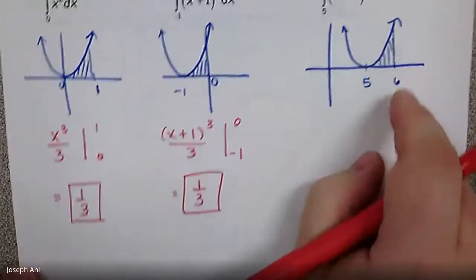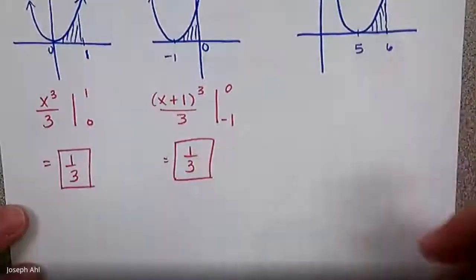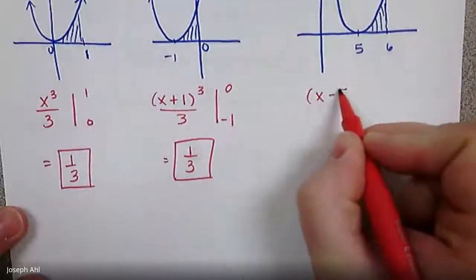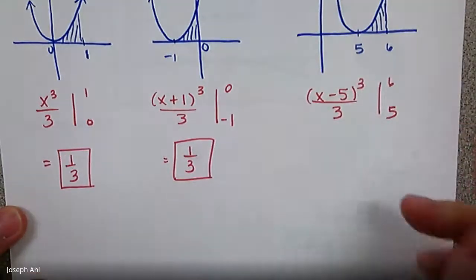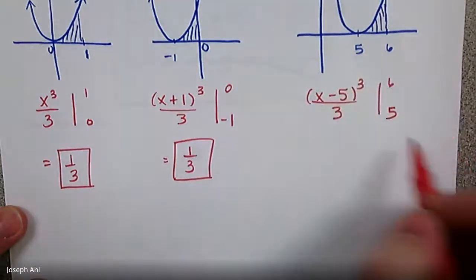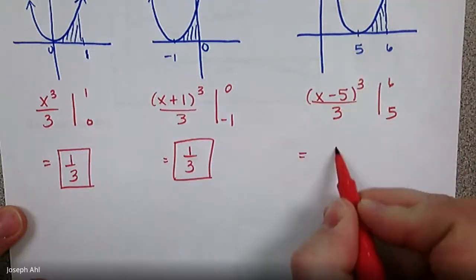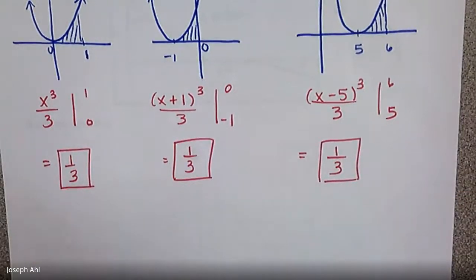But in that last case, I don't think I have to show another u substitution to justify that this antiderivative would be x minus 5 cubed over 3. With our upper and lower bounds of 6 and 5, well, 6 minus 5 is 1. 1 cubed over 3 is 1/3. And plugging in 5, you get 0. So the area under that curve is also 1/3.